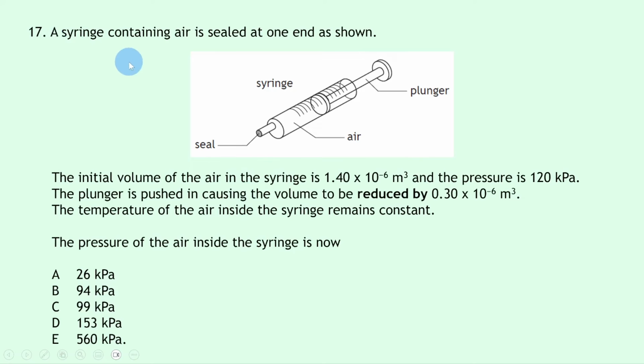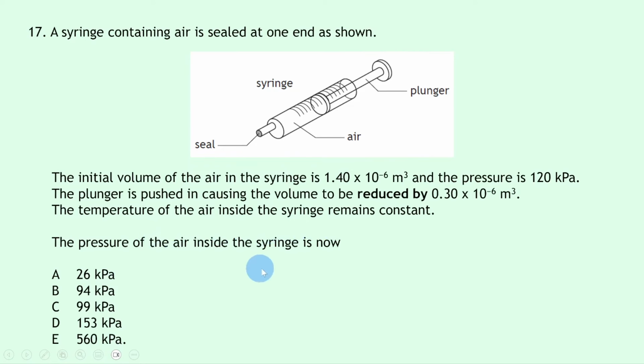Question 17 says a syringe containing air is sealed at one end as shown. So there's the seal on the end of the syringe, and we've got a plunger which can move. It says the initial volume of the air in the syringe is 1.40 times 10 to the minus 6 meters cubed, and the pressure is 120 kilopascals. The plunger is pushed in, causing the volume to be reduced by 0.30 times 10 to the minus 6 meters cubed. The temperature of the air inside the syringe remains constant.